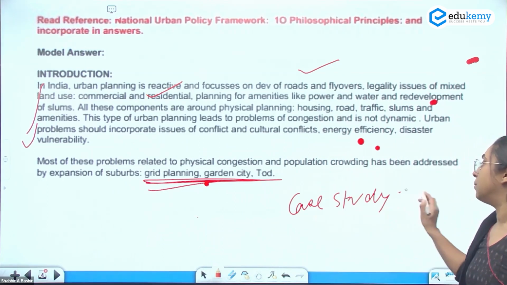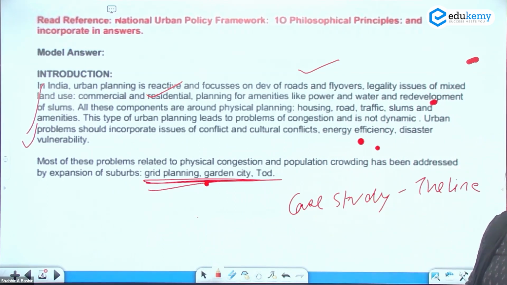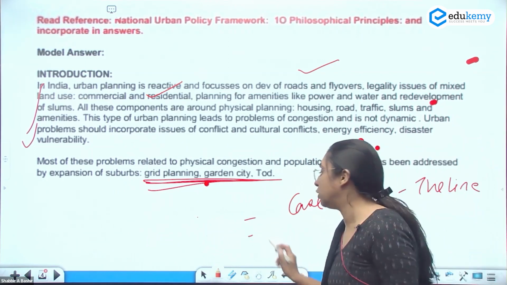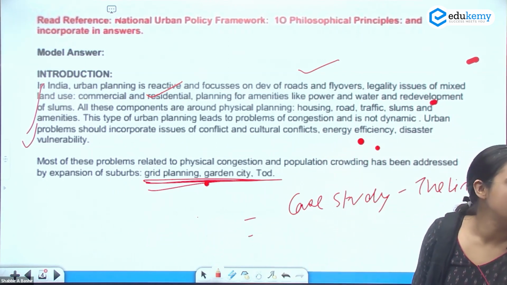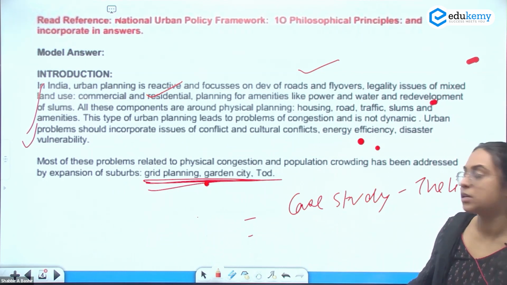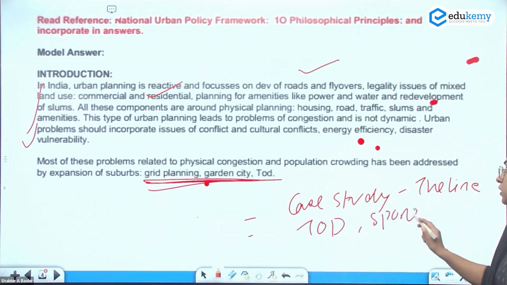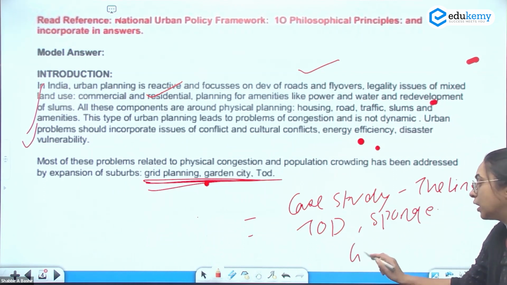You could have written about the line if you know. Now you have to go to application mode, and you also need to use the terms that you generally use for your optional papers. Response city could be an example, the line could be an example, the TOD model. You can talk about garden cities.